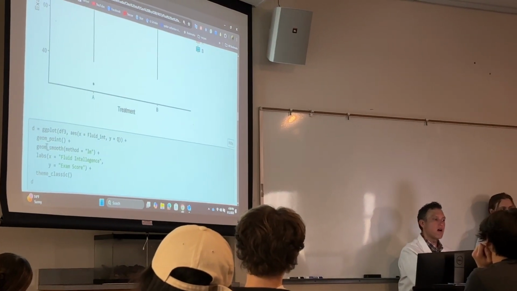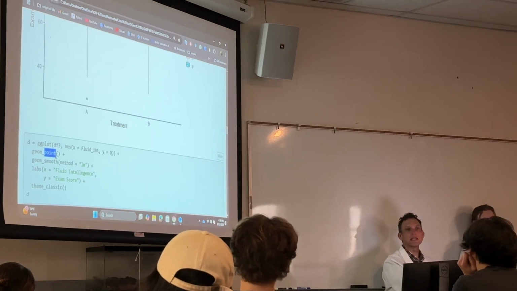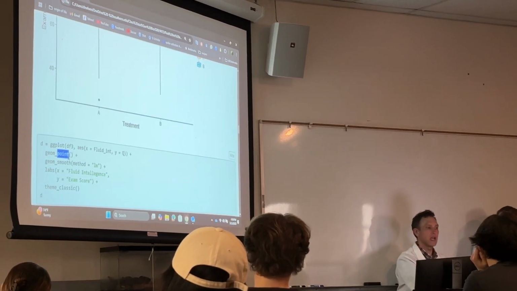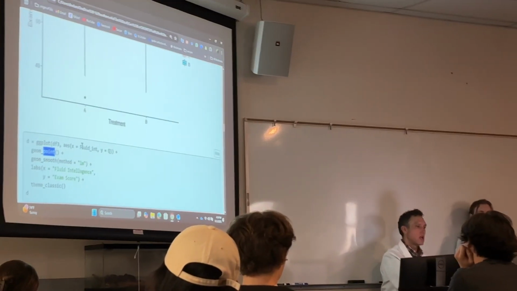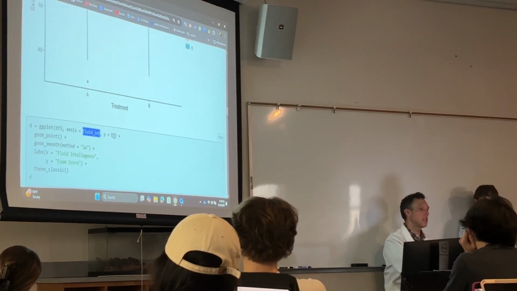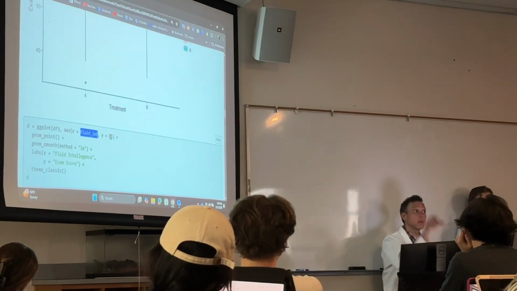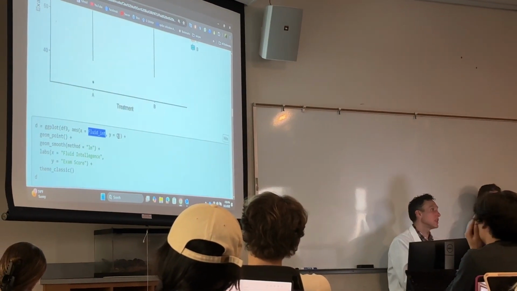Okay, now I'm going to make a scatter plot, and I'm going to do two things. I'm going to make a scatter plot looking at the relationship between fluid intelligence and Q. Based on my correlation, what would I expect to see?